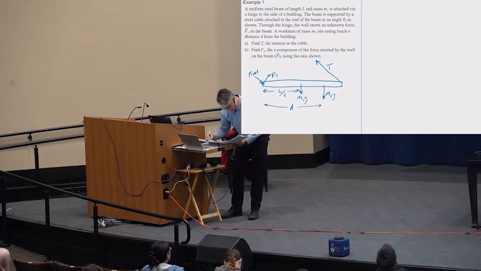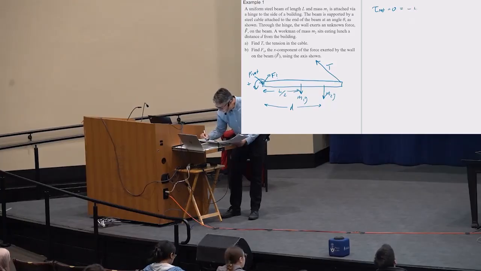But right now what I care about is that the net torque is equal to 0. And so then you have to think about, if I'm going to put positive being counterclockwise, then the tension is going to provide a positive torque, and these two masses will provide negative torques. So it's going to be, I guess, negative L over 2 M1G, that's the torque from the beam itself, and then minus D times M2 times G.